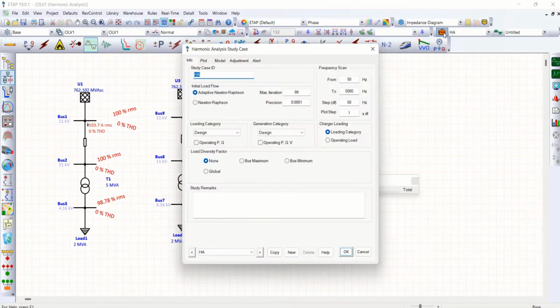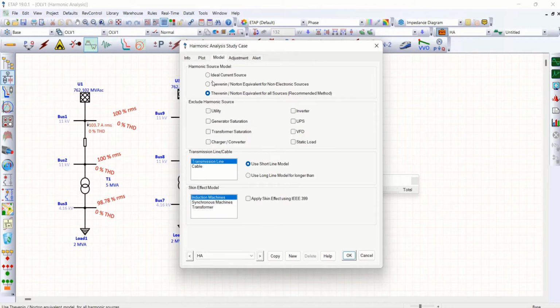Now go to edit study case, model tab. Harmonic source model can be done in three different ways. One is Thevenin's Norton's equivalent for all sources. This is actually the recommended method. You can use Thevenin's Norton's equivalent for non-electronic sources or ideal current source. Ideal current source means there is no impedance involvement. But in the rest of the two cases, the current source is always in parallel with impedance. So for the calculation purpose, in order to match the value as close as possible, I am taking this ideal current source model.